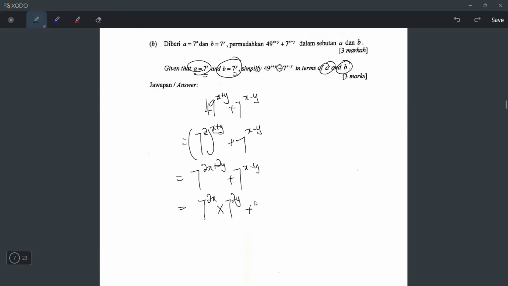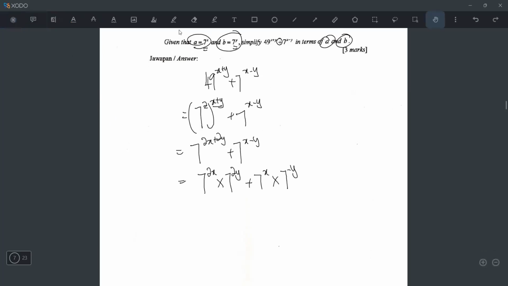Same with this, how you separate 7 power x times with 7 power negative y. But of course, I know some students will write divide here because they thought minus, right? Can also. But if you write divide, then you don't write the negative, okay? But in class, I mentioned a lot, I usually prefer writing times. But it's the same, okay?